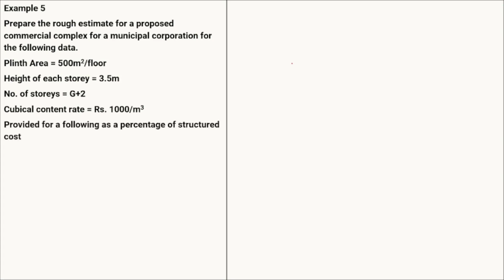Now, here it is mentioned that the following items are provided as a percentage of the structural cost. Our earlier assumption was that we take services on the building cost, and contingencies and supervision on the overall cost. These assumptions are not applicable to this numerical, as it is directly mentioned that the following items should be taken as a percentage of the structural cost. Means if contingencies or supervision is mentioned, that should be taken on the building cost.